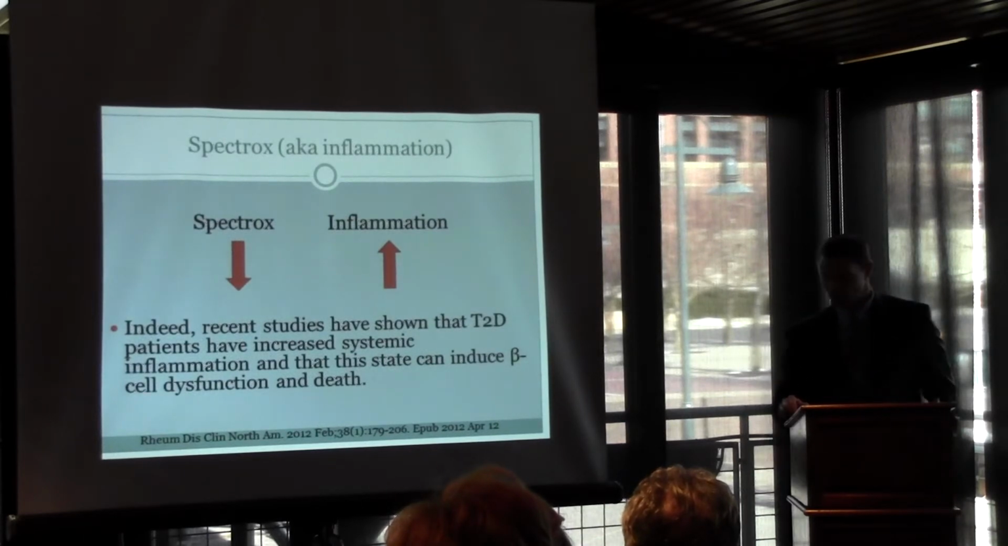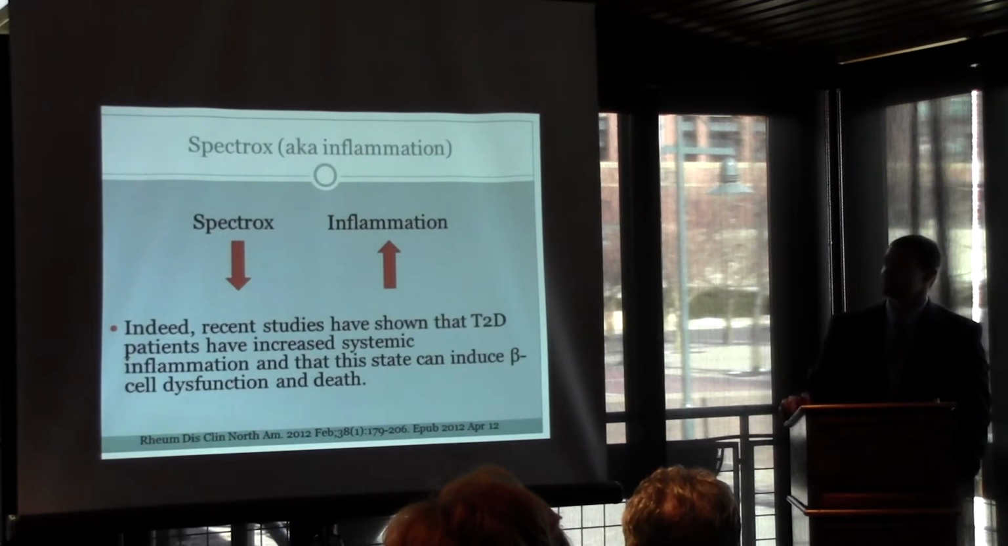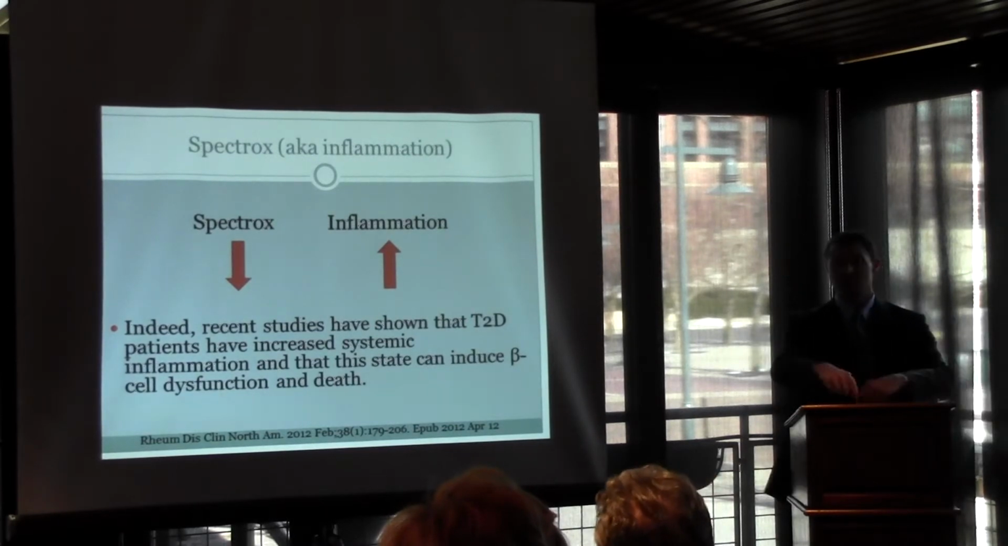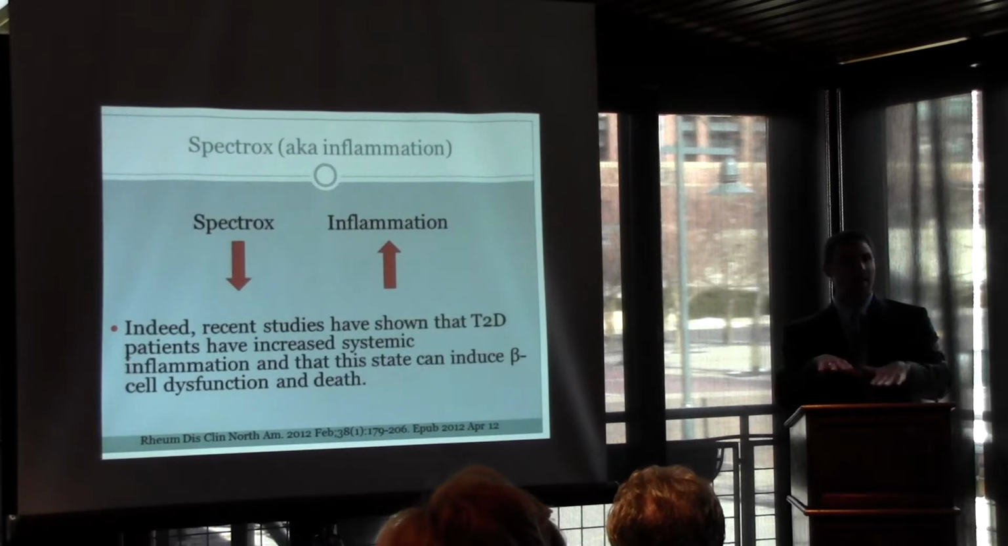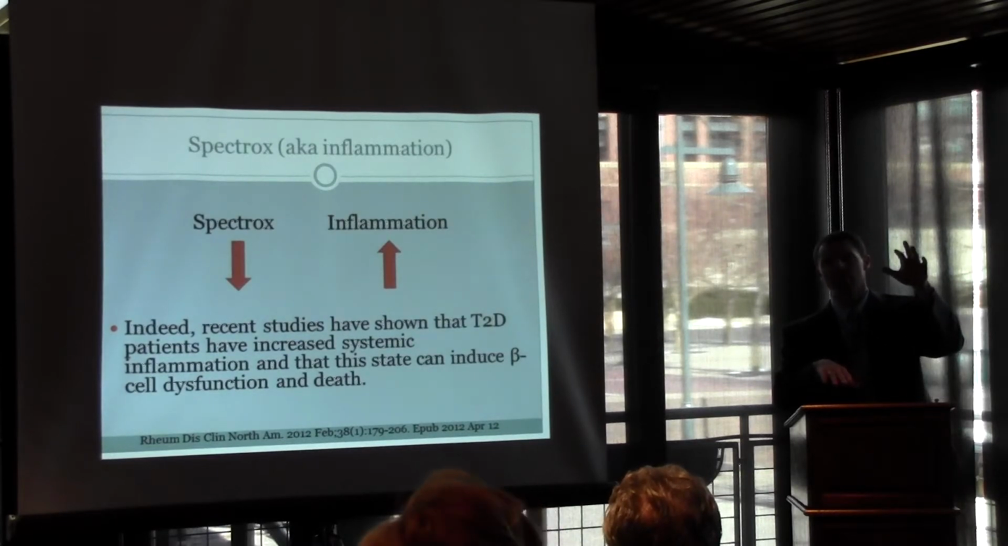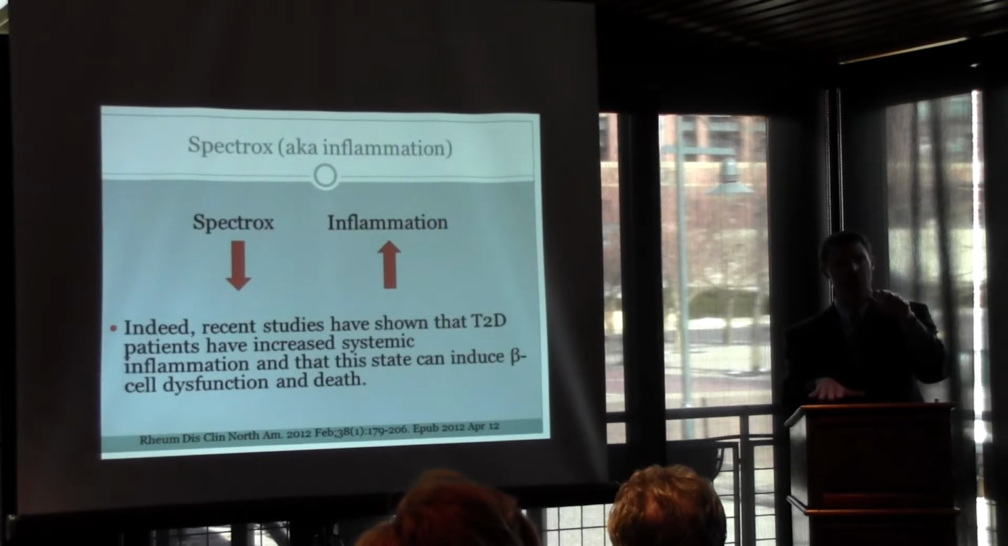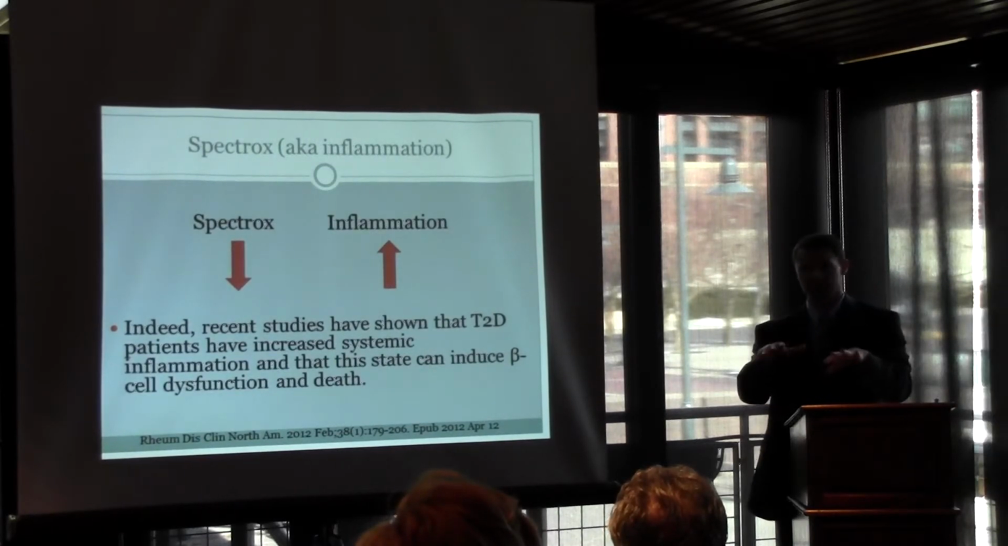Okay, Spectrox. When I look at that Spectrox marker, the first thing that's going through my mind is there's an inverse relationship there. As inflammation goes up in the body, your Spectrox marker is going to go down. Your total antioxidant function is going to go down. As your antioxidants are going up, your inflammation is coming down. So there's an inverse trade-off there.